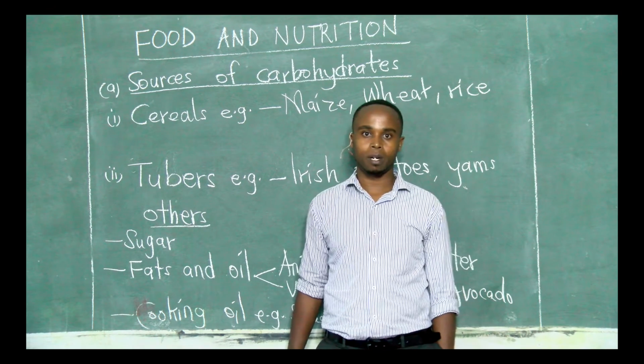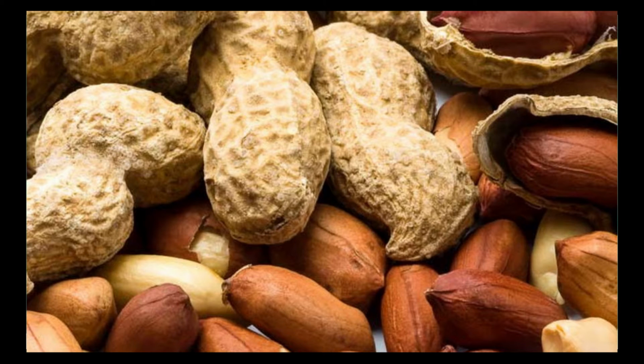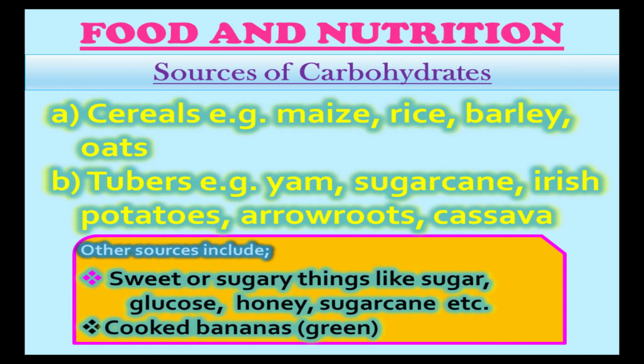We also have some fats from plants, like the avocado and the groundnuts. So they also provide our bodies with energy. So those are some of the sources of carbohydrates. You can also refer to your textbooks for more examples of these sources of carbohydrates.